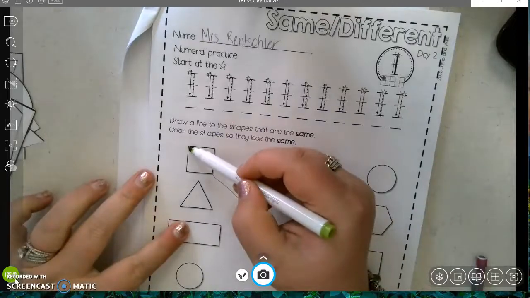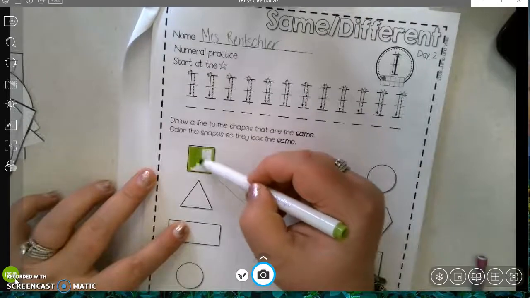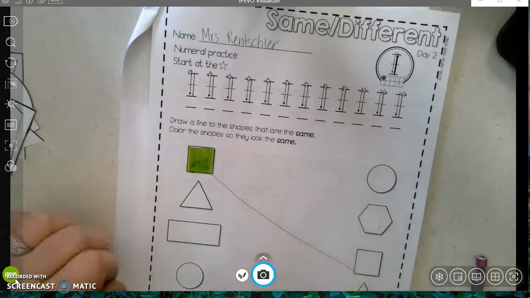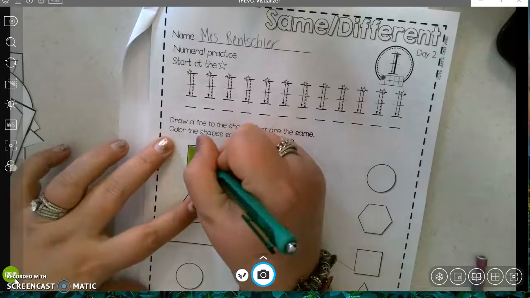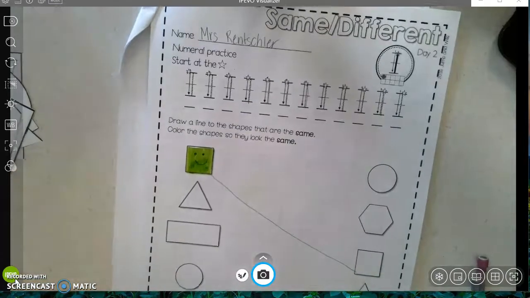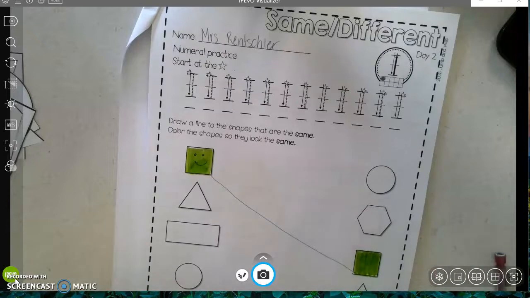Maybe I want a lime green square. If I have a lime green square on this side, and maybe I give my lime green square a darker green smiley face. Okay. Over here, I need to color in a lime green square with a darker green smiley face. So that way they look the same.